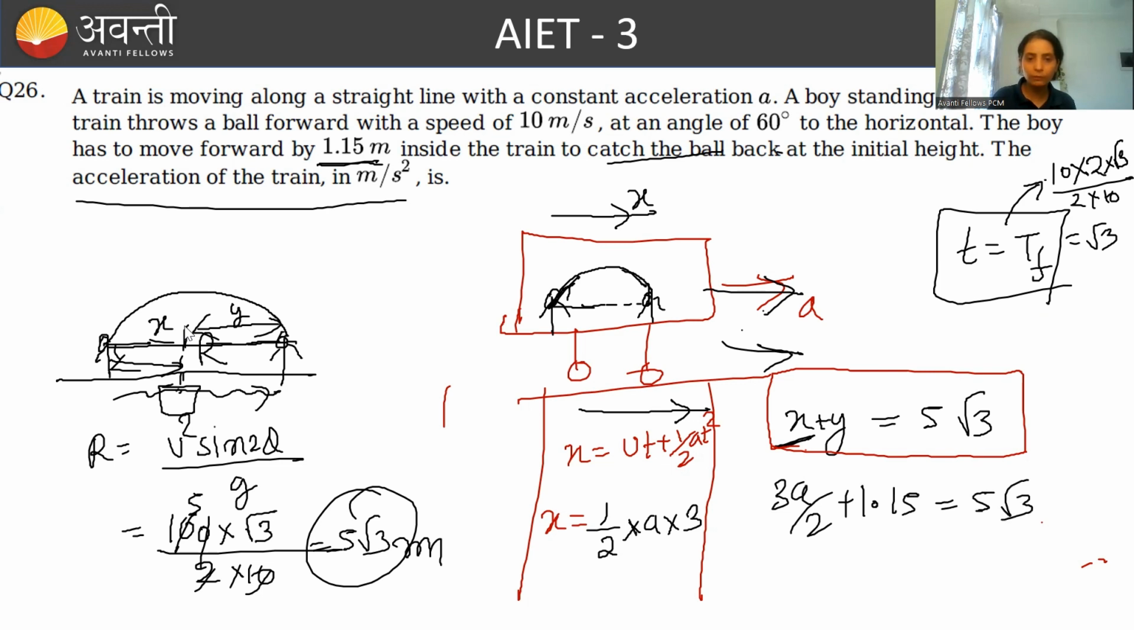So if you solve it, 3a by 2 will be equal to 5 root 3 minus 1.15. Approximately we can say root 3 is 1.7. So 1.7 into 5 is 8.5, minus 1.15. So this will be equal to 7.45 approximately. Not exactly actually. So 3a by 2 is equal to this. If you solve it, 3a will be around 15. So a will be equal to 5 meter per second squared. So this will be your answer.